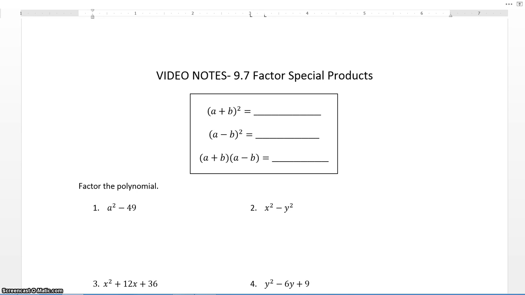Okay, this is our last set of notes for Chapter 9 for Algebra. We're going to lump a little bit of 9-7 in with 9-8, and I'll explain that when we get there. So, you may remember the special products that we had done before. When you multiplied these together, they would be a squared plus 2ab plus b squared. This one would have been a squared minus 2ab plus b squared. And this one would be a squared minus b squared.